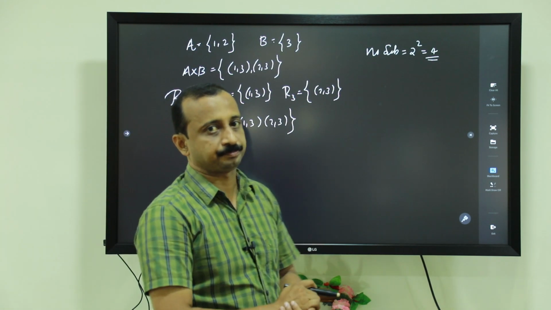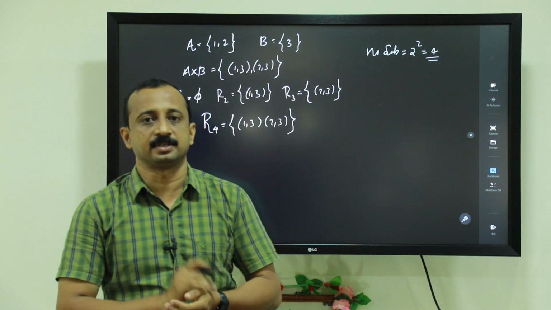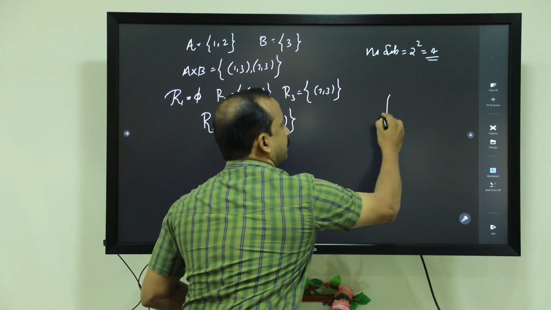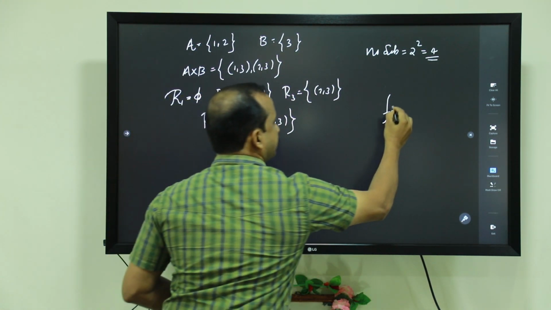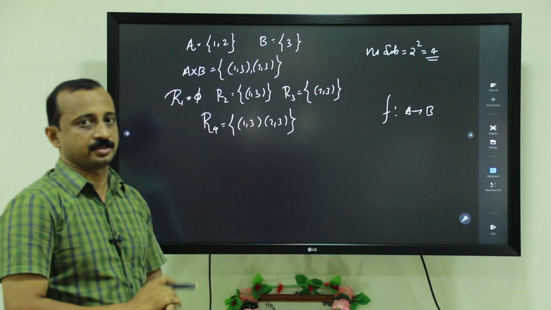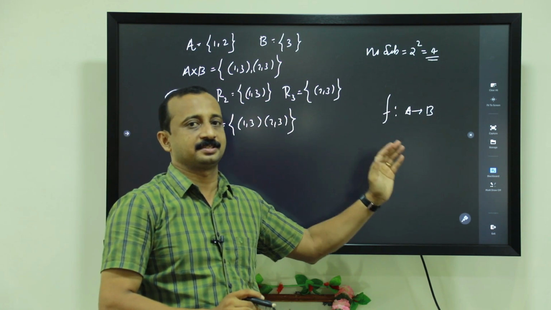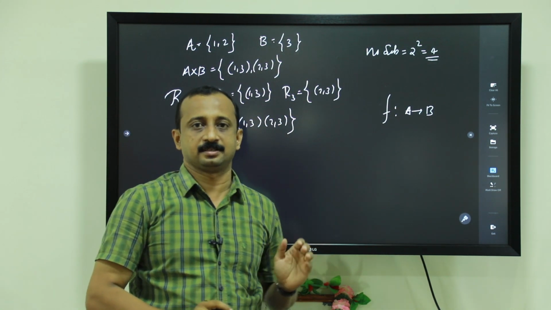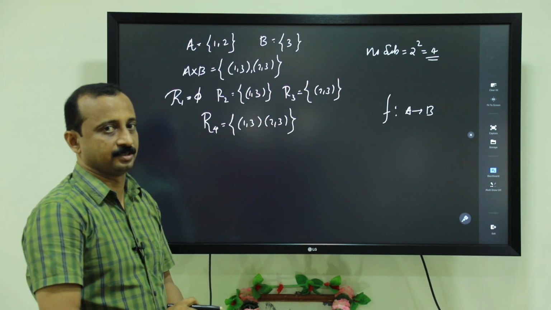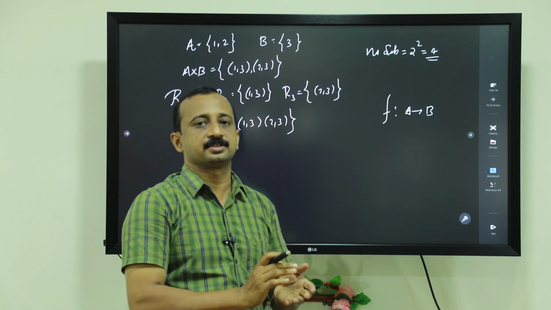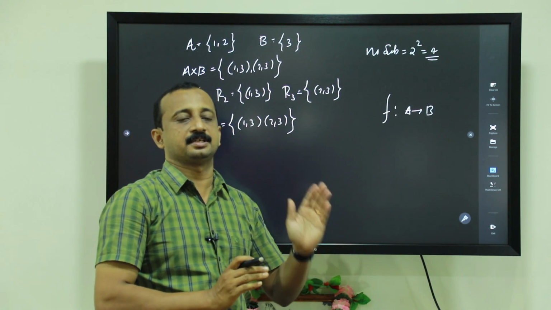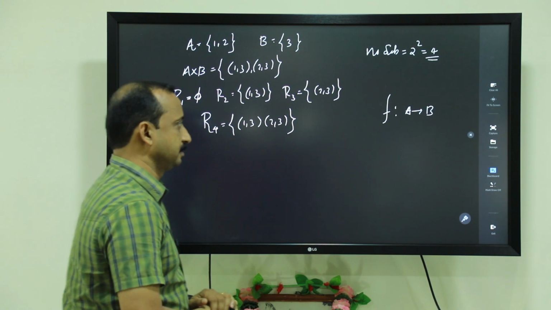Now define function. What is a function? A relation is said to be a function using one condition. What is the condition? A relation f from a set A to set B is called a function if each element of the first set has a unique image in the second set. Each element of the first set has one and only one image in the second set. That is called a function.